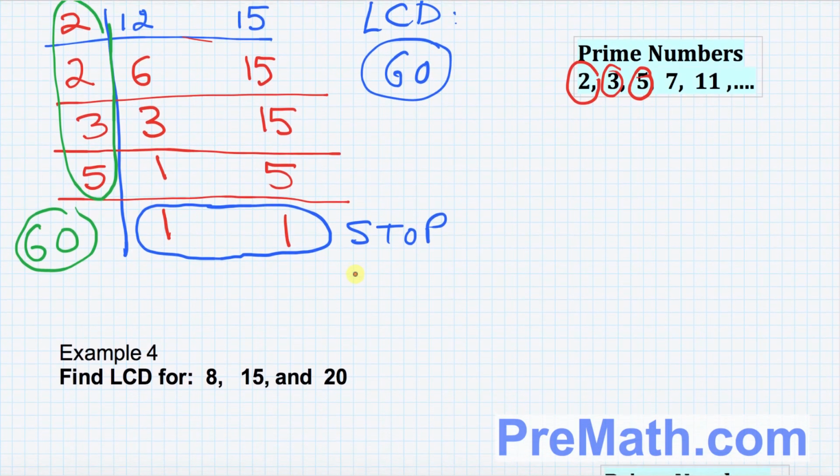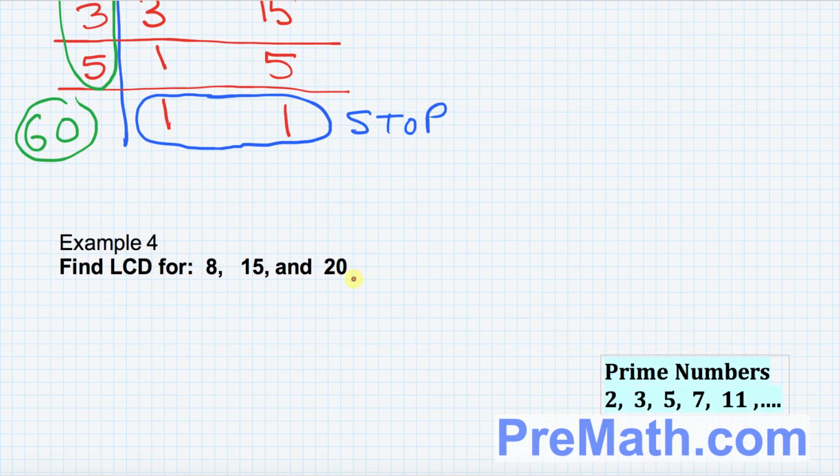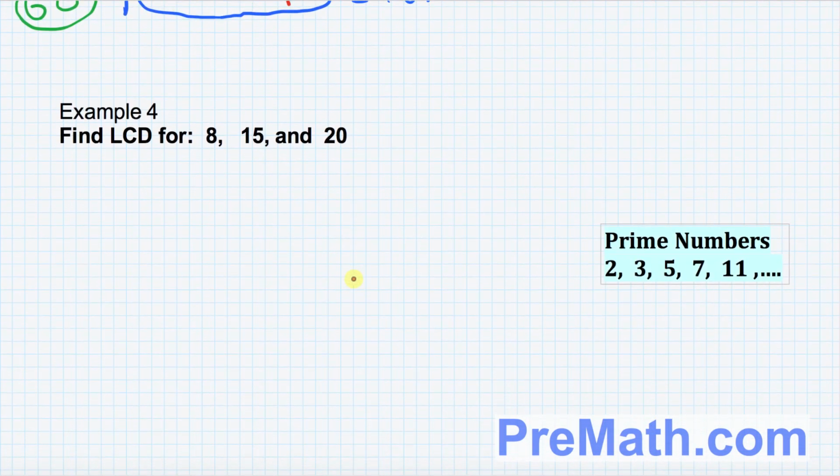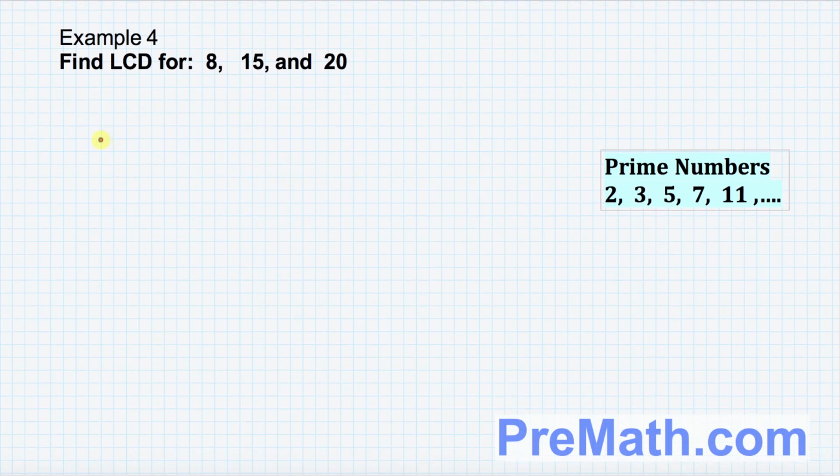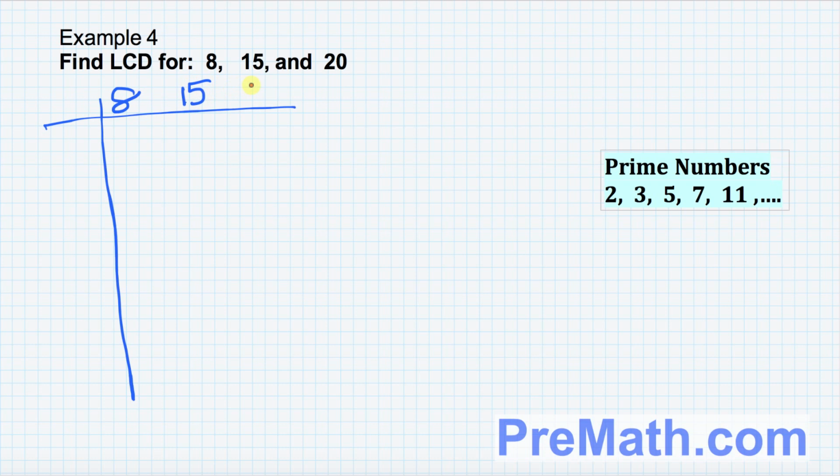And finally, we're going to do a little bit different kind of example. We're going to be finding the LCD for 3 numbers this time. How are you going to do this one? Once again, we're going to be doing it exactly the same way. I want you to draw vertical and horizontal bars, and put down these numbers 8, 15, and 20 right up here. 8, 15, and what? 20.